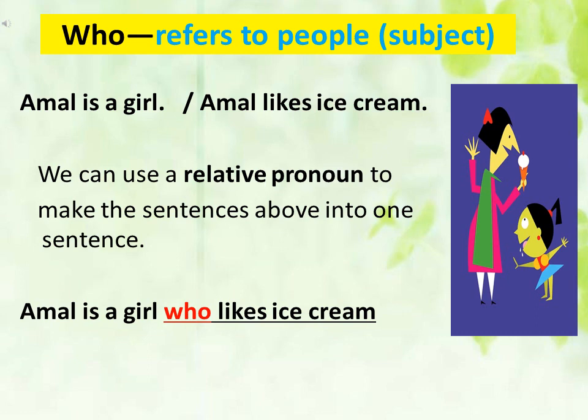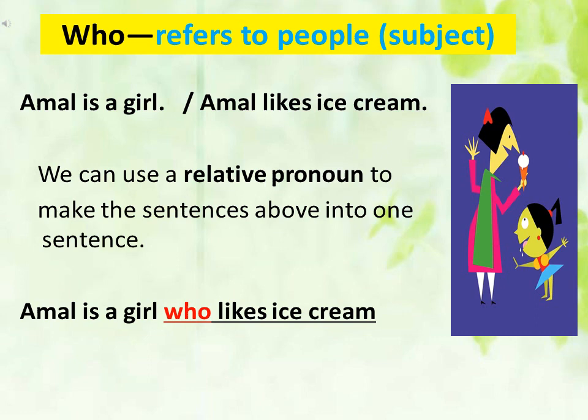Example, Amal is a girl. Amal likes ice cream. عندنا جوج الجمل بنجمعوهم ونستعملوا relative pronoun. شنو نقول؟ So we can use a relative pronoun to make the sentences above into one sentence. Amal is a girl who likes ice cream. So the relative pronoun who here modifies a person. شنو هو البيرسون؟ الشخص اللي كنهضروا عليه هنا هو أمال.